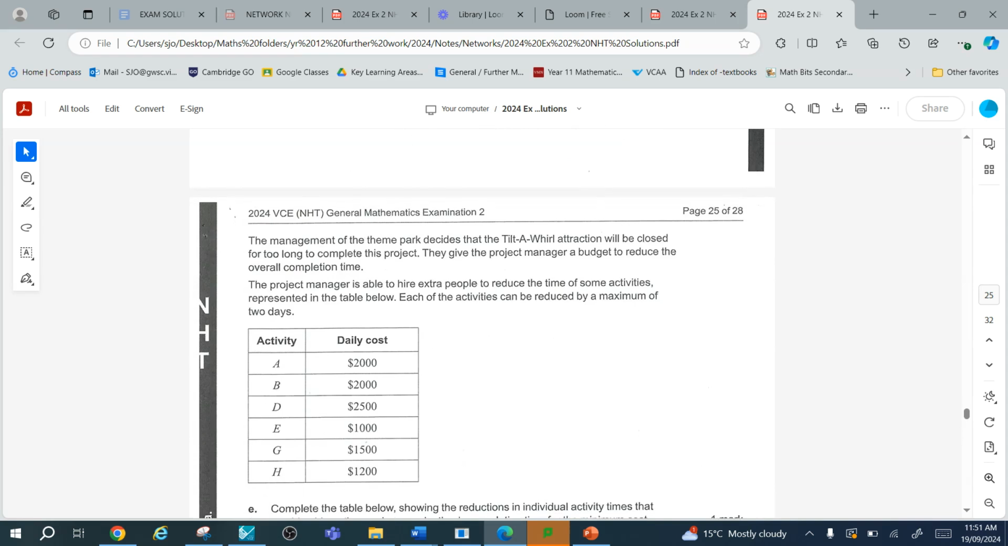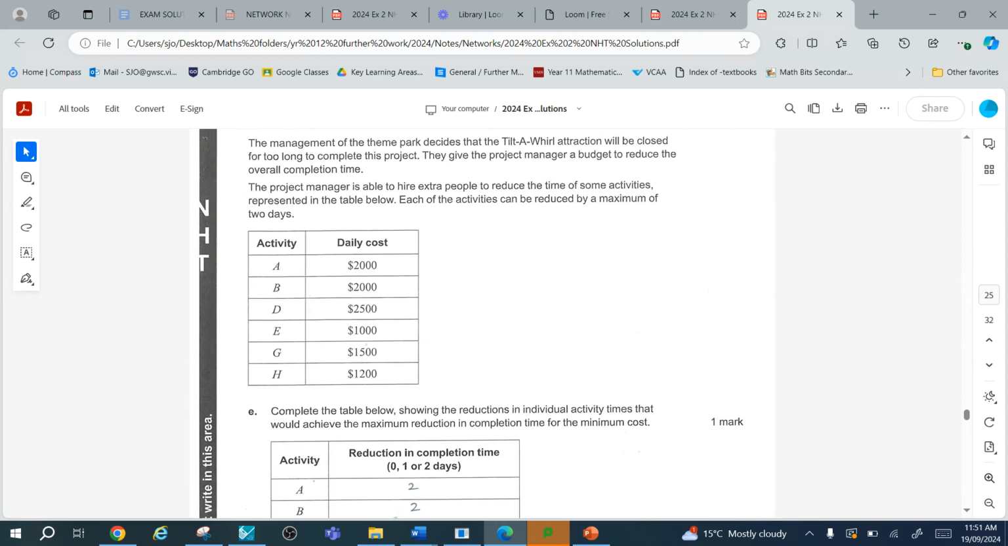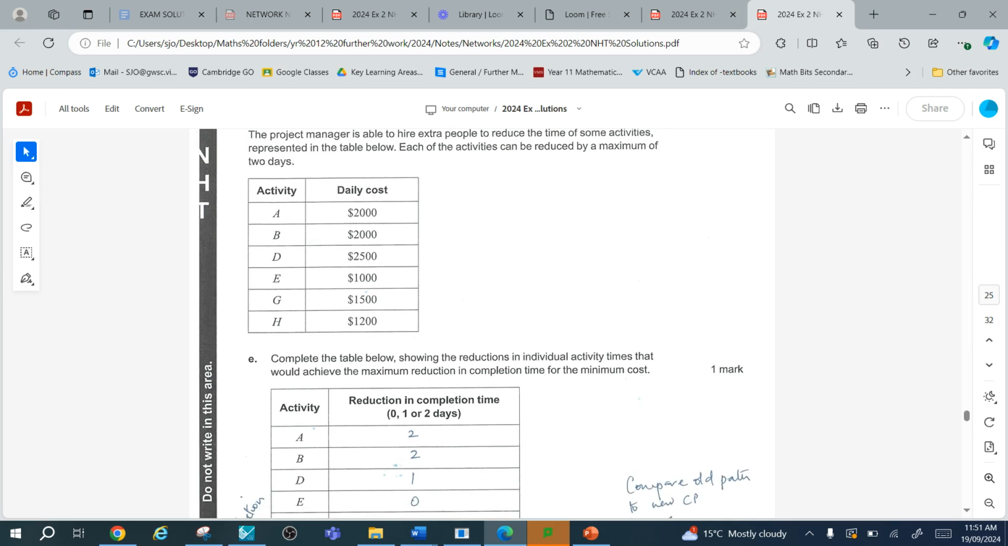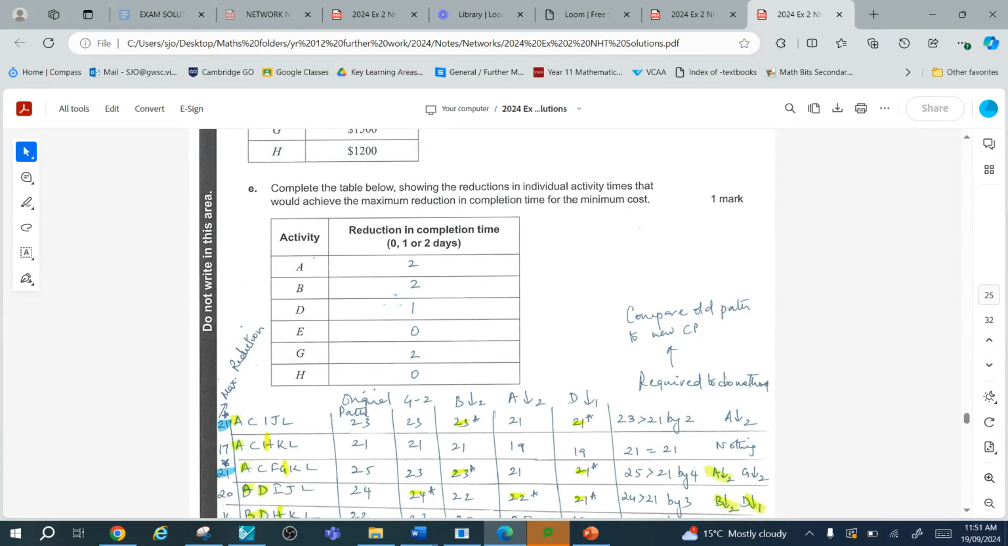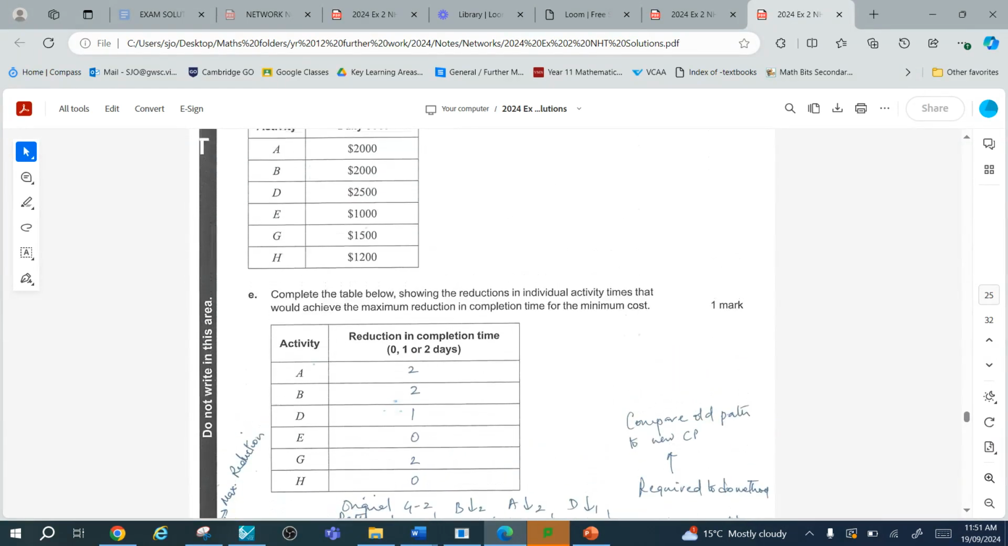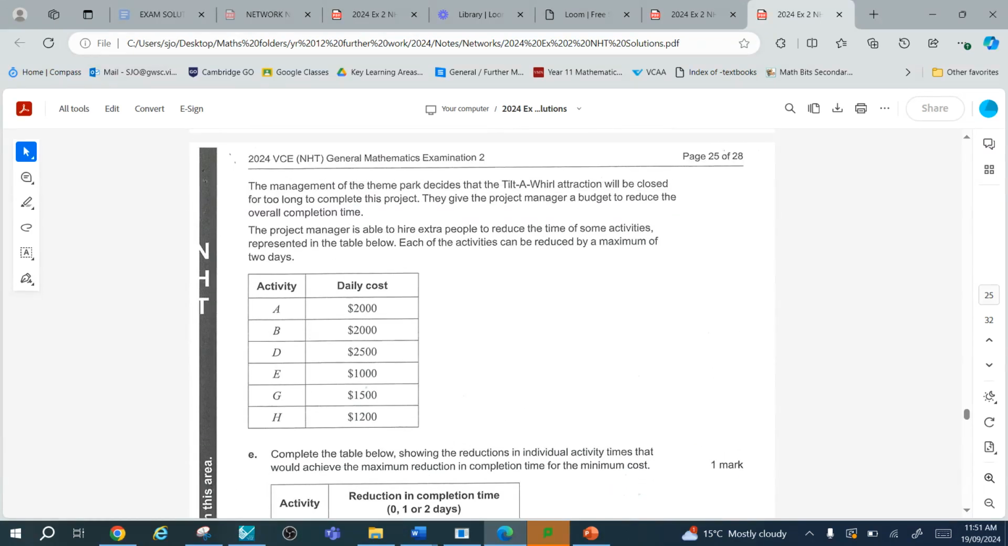The management of the theme park decides that the tilt-a-whirl attraction will be closed for too long to complete the project. They give the project manager a budget to reduce the overall completion time. So these are the activities that can be reduced, and the costs they incur in order to reduce the completion time. Here they've given you a reduction in completion time of 0, 1, or 2 days, and we have been asked to fill up the box with the costs involved in this reduction.